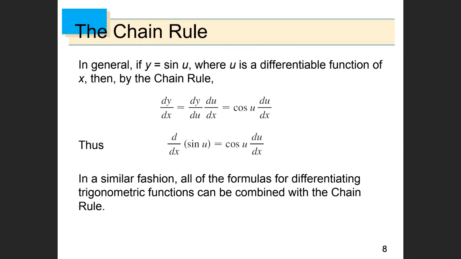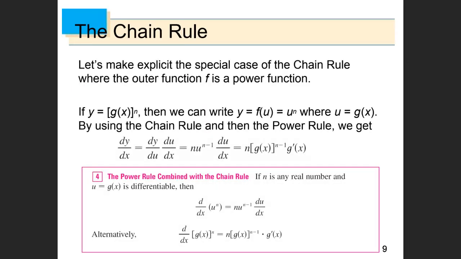Again, they're just showing you how chain rule is applied. So you have y as a function in terms of u, but u is a differentiable function in terms of x. So we can differentiate y in terms of u, and then we multiply by the derivative of u in terms of x. So that is chain rule. The derivative of sine is cos, and then we need to multiply that by du dx. So in general, that is how you apply your chain rule.